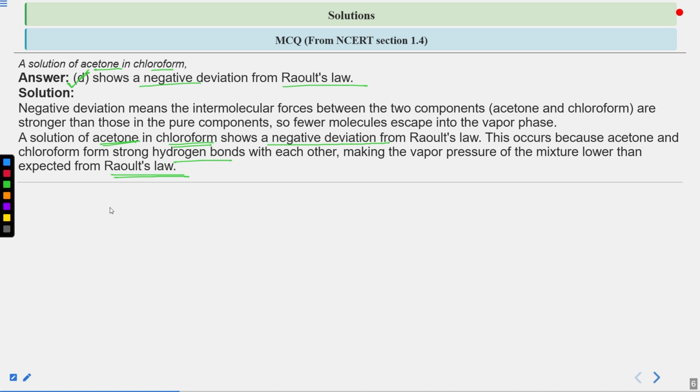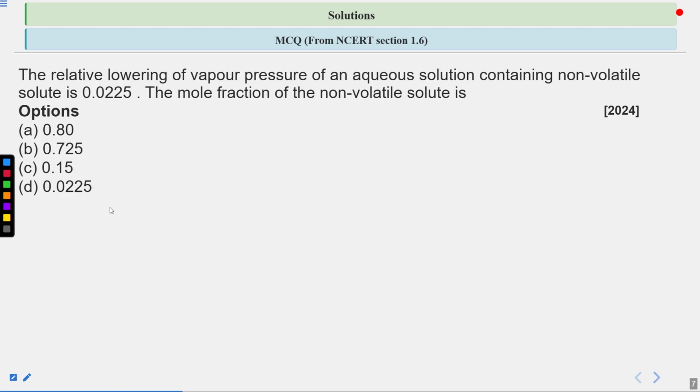Okay, moving on to the next one. This question is an MCQ type question, and it is covered under section 1.6 of the NCERT textbook in the solutions chapter. The question asks that the relative lowering of vapor pressure of an aqueous solution containing a non-volatile solute is 0.0225. The mole fraction of the non-volatile solute is.